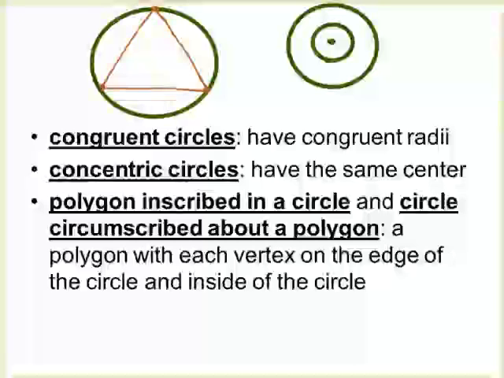There's two ways to describe this picture depending on which part of the picture you place your focus. So we could say that the polygon is inscribed, that means inside of the circle. Or we could say the circle is circumscribed about the polygon. So inscribed means inside, circumscribed means outside. So we could either say the polygon, the shape is inside, so it's inscribed, or the circle is outside, so it's circumscribed. But the vertices need to lie on that circle.